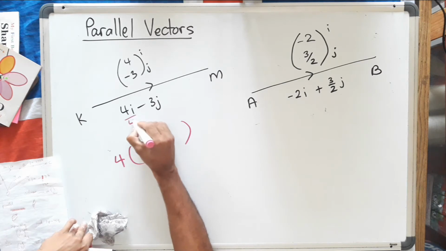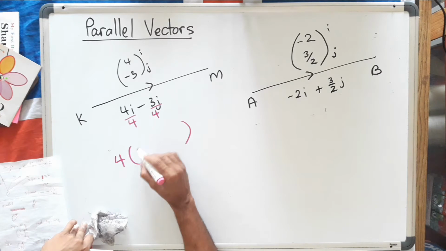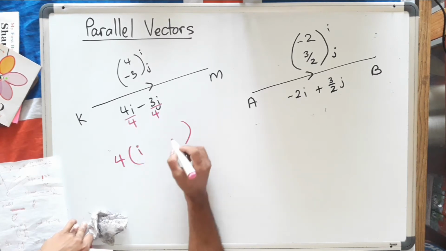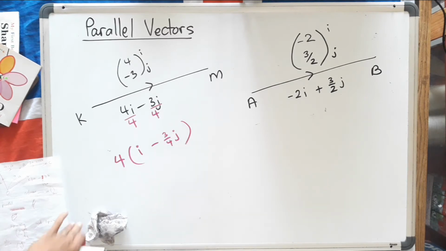So I'm secretly dividing him by 4, and secretly dividing him by 4. I'm going to get 4 to cancel out with the 4 to give me 1I. I could just put I if I want. Minus 3/4 J. And that's 0.75.